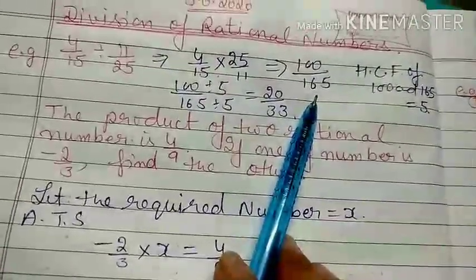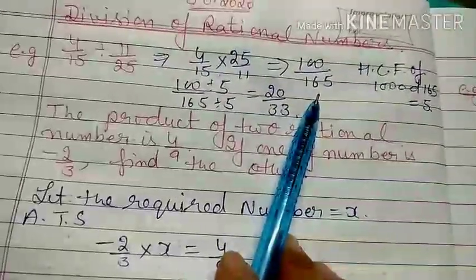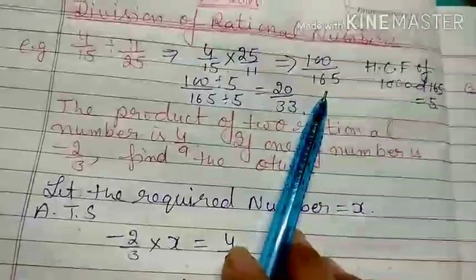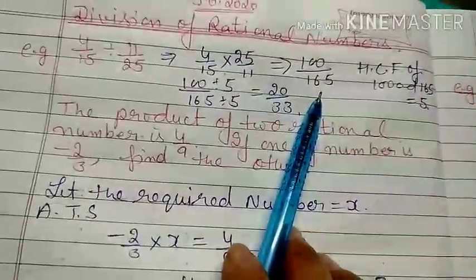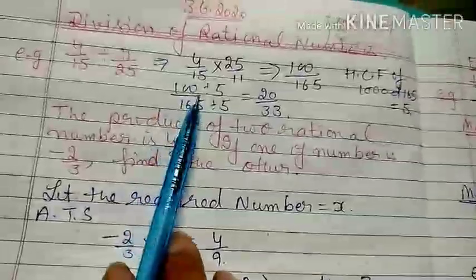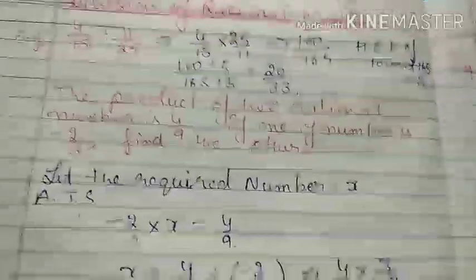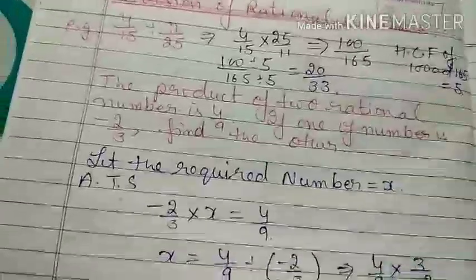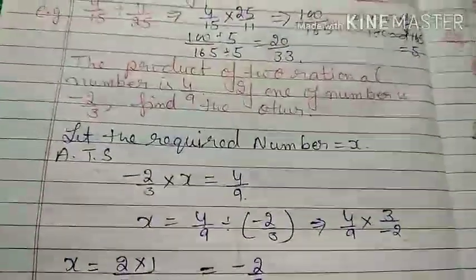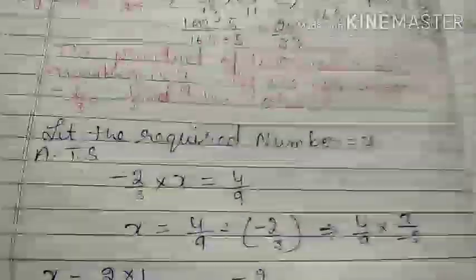And when I find the HCF of 100 and 165, I got 5. That means numerator and denominator both should be divided by 5. 100 divided by 5 gives me 20, and 165 divided by 5 gives me 33. That is the lowest form of the rational number, so the standard form of the rational number. Here I have one question regarding this.